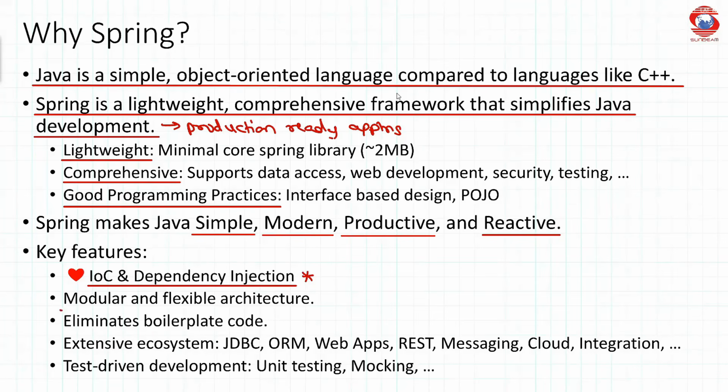Then there is something we call modular and flexible architecture. Now, what is modular architecture? I already told you. We have multiple libraries. We have a separate web library, a separate ORM library, a separate JDBC library, a separate security library. So all different modules are given. Depending on your requirement, you can just choose the module that you want, integrate it in your application, and go ahead. And Spring remains flexible. This is the real beauty of Spring.